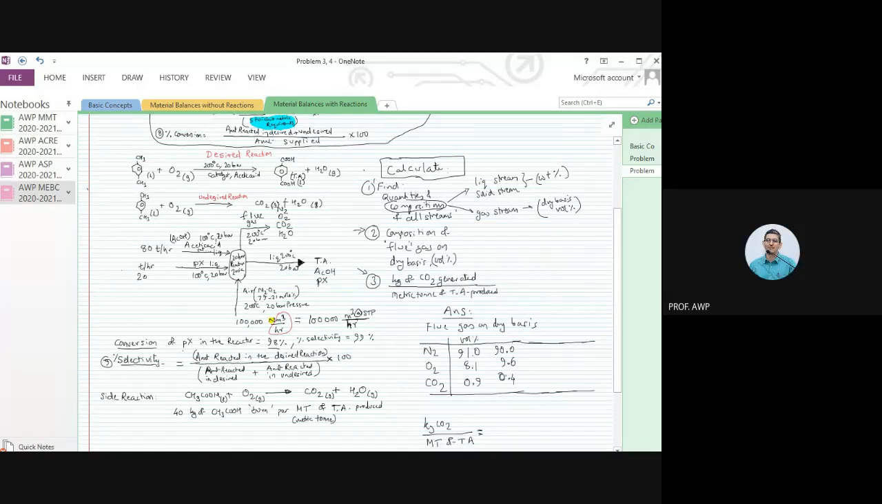Kgs of CO2 per metric ton of terephthalic acid. This answer. How many kgs of CO2 are generated per metric ton of terephthalic acid produced? Calculating, sir.